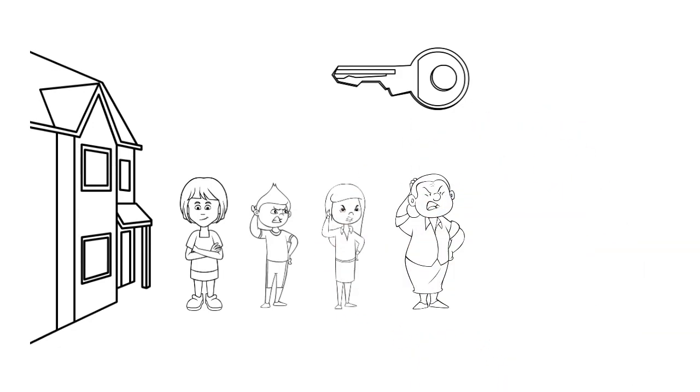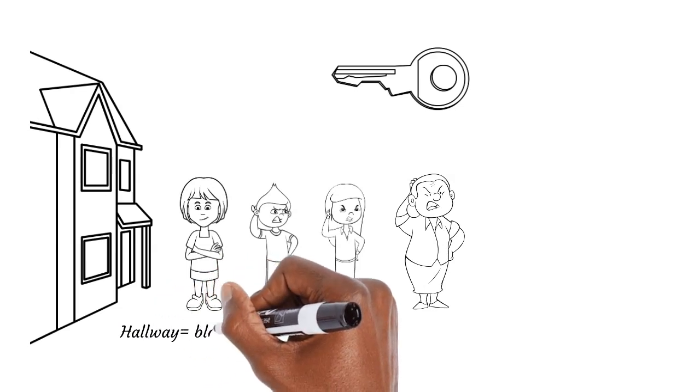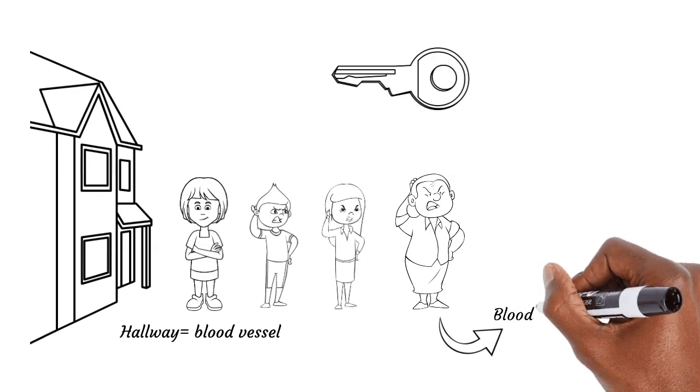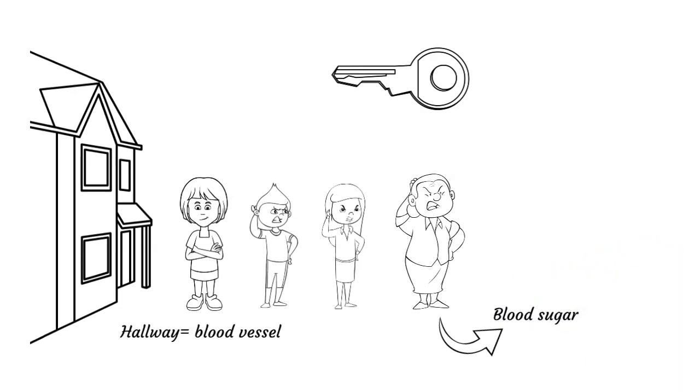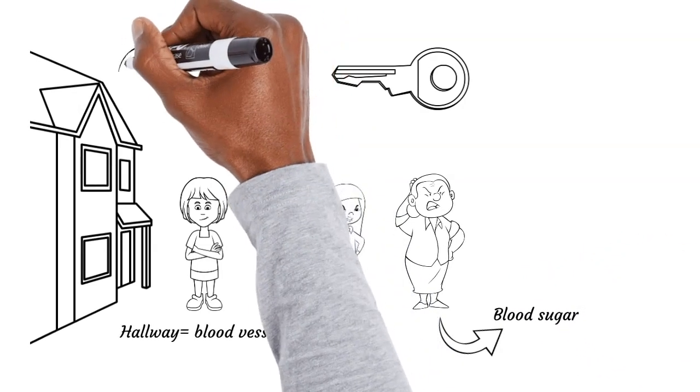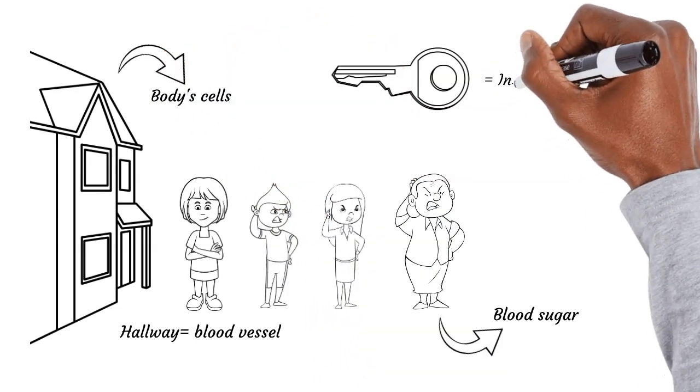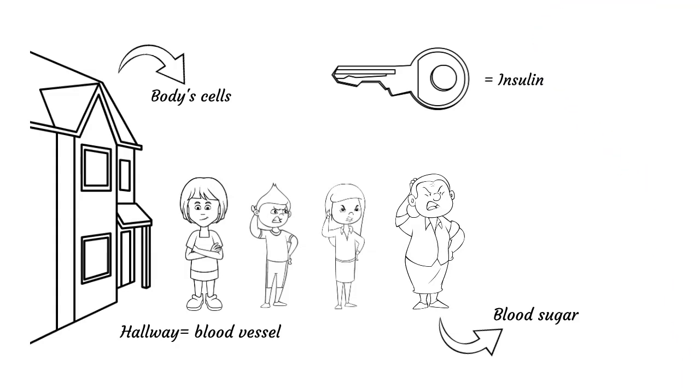The building hallway in this example is your blood vessel. The members of the organization is your blood sugar, and the building room where the workers are trying to get into are like the cells of your body that require the glucose. And insulin acts as the key required to open the door to let the sugar into these cells.